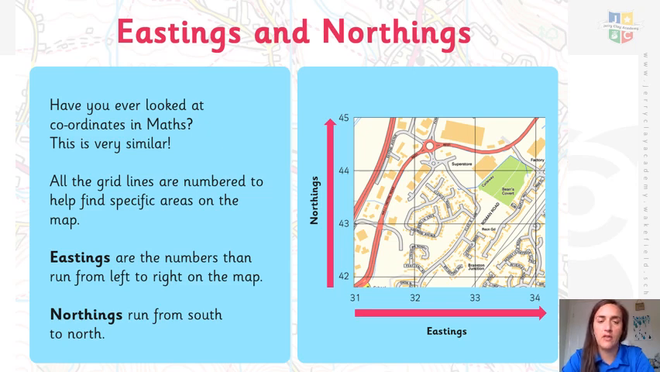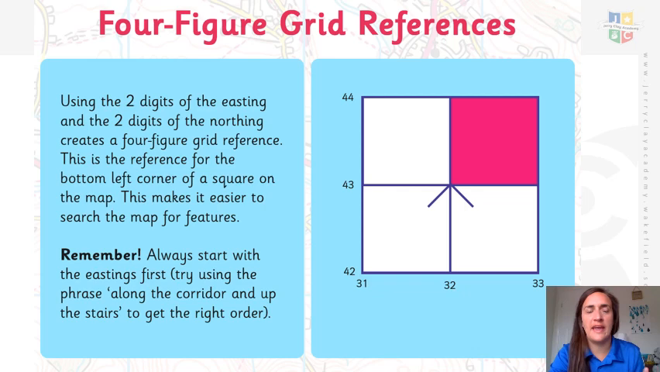So the numbers that lay along the bottom of the grid reference map are called Eastings, and the numbers that are along the side are called the Northings. Northings run from south to north and Eastings run from left to right. So in a similar way to how we use coordinates, we can also use grid references. And because they are 2 digits and 2 digits, they create a 4-figure grid reference. So in total, when you are writing your grid reference, you will have 4 digits today.